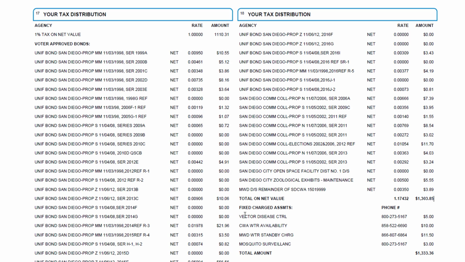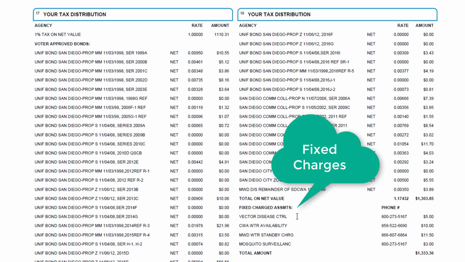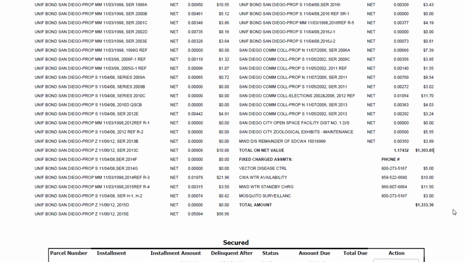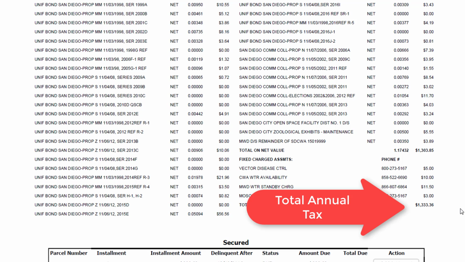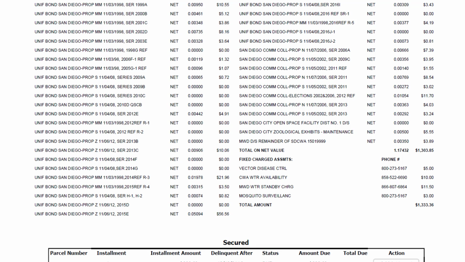Your third section is your fixed charge assessments. These are fixed amounts that everybody will pay regardless of the value of their property. So $5 a year for vector disease control, $10 a year for CWA water availability, etc. This total amount, 1303, plus these fixed amounts come up with a total bill of 1300. Don't we all wish? But this is a great example to also show you how supplemental taxes are due.